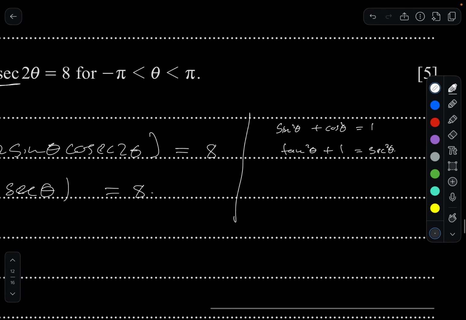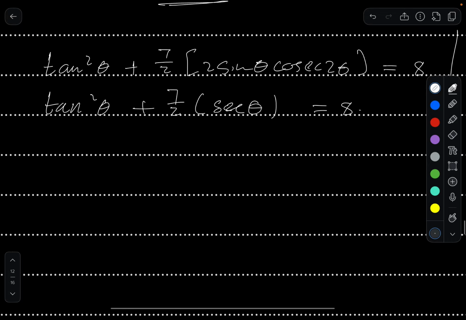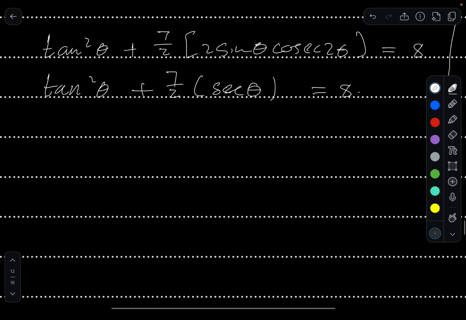In other words, tan squared theta is sec squared theta minus 1. So then we can put it in there: sec squared theta minus 1 plus 7 over 2 sec theta minus 8 equals to 0.